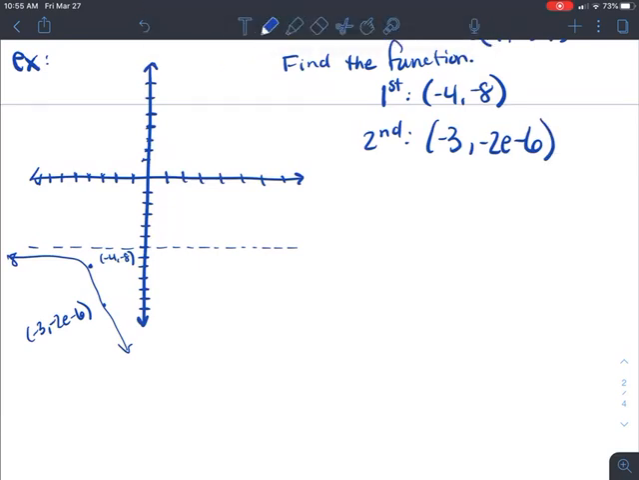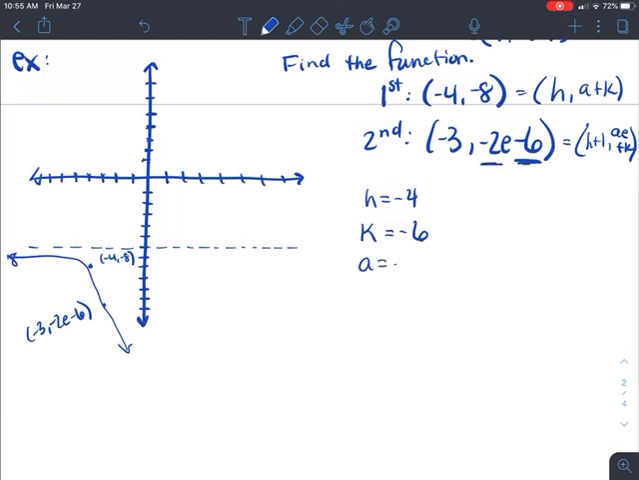So I'm going to find my values. This is also equal to h comma a plus k, just so that you guys have an idea. h plus 1 comma a e plus k. So I can find that my h value is -4. My k value is -6, which I found from here. My a I know is -2. And my base is always e.